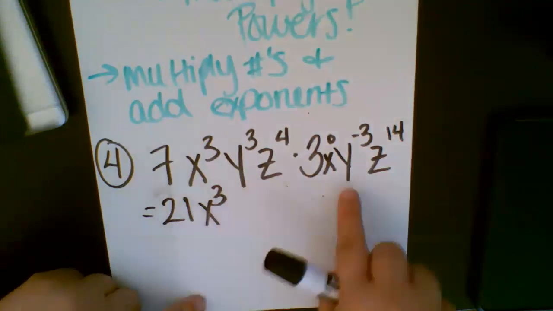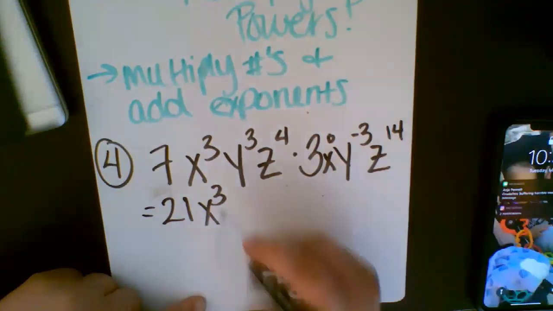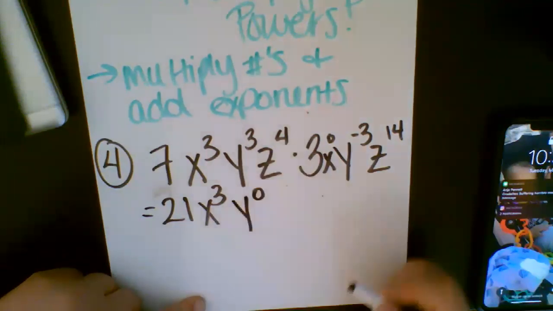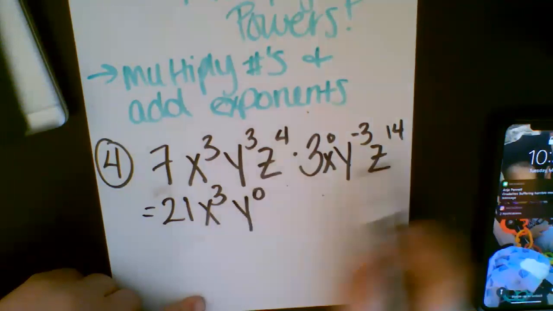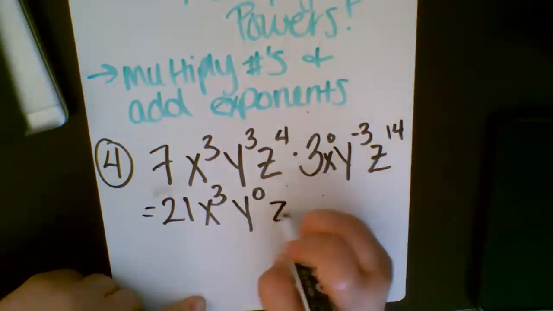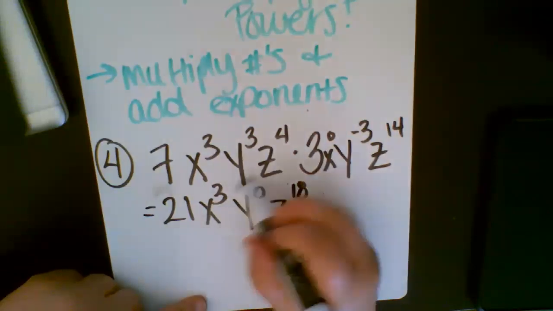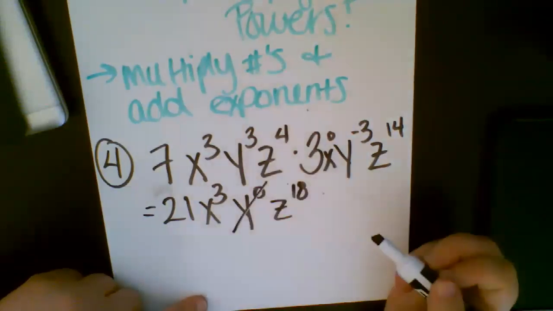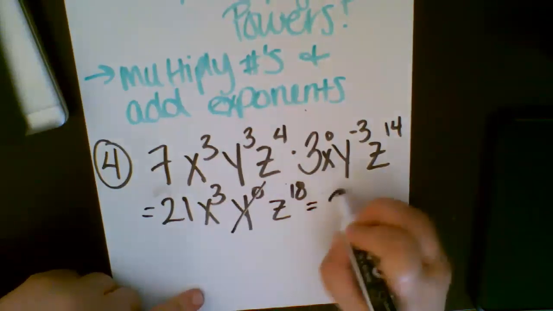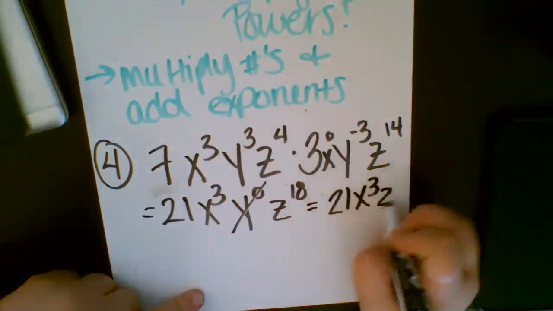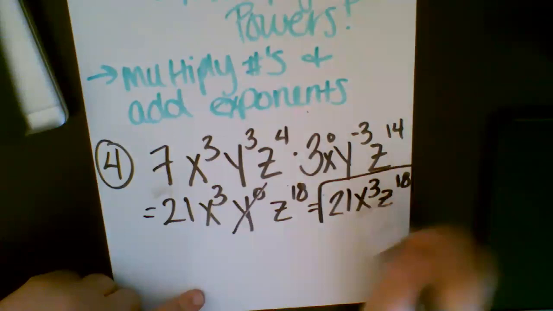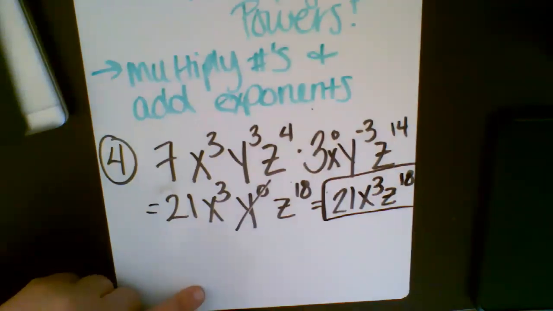I've got 3 plus negative 3. So what happens to 3 plus negative 3? Well, that turns into y to the 0, because 3 minus 3 is 0. z to the 4th, z to the 14th. We add those numbers to get z to the 18th. Now, this can be simplified a little further because I see that I have a y to the 0. The y's actually cancel out. So we're left with, as a final answer, 21x cubed, z to the 18th. Questions?